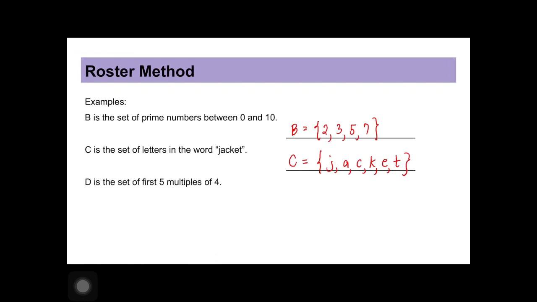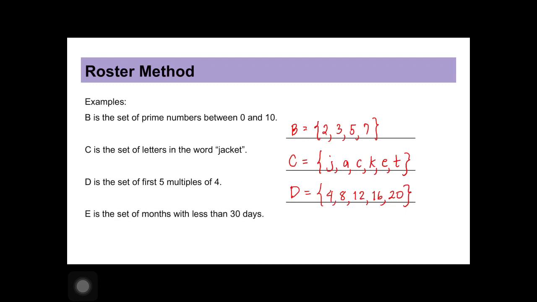Next, letter D is the set of first 5 multiples of 4. What does multiple mean? It means a number you get when you multiply by 1, 2, 3, 4, 5, and so on. So multiples of 4 would be letter D is equal to, first 4 times 1 is 4, 4 times 2 is 8, 4 times 3 is 12, 4 times 4 is 16, and 4 times 5 is 20. So we only need the first 5. So we have 1, 2, 3, 4, and 5.